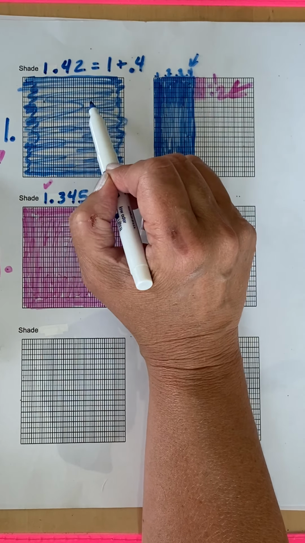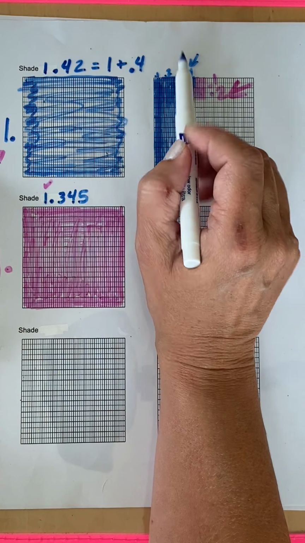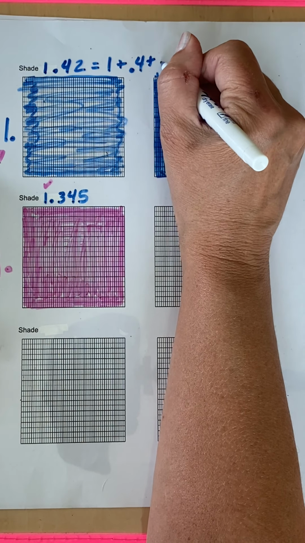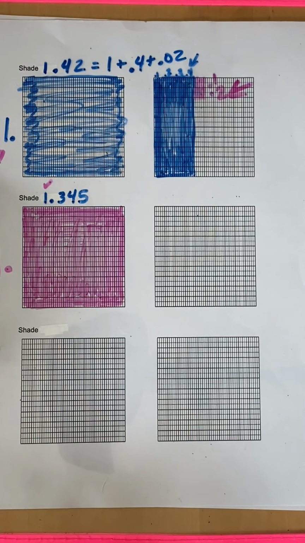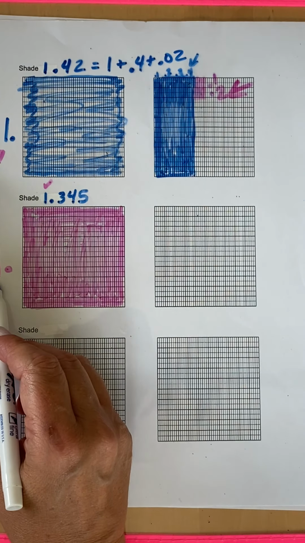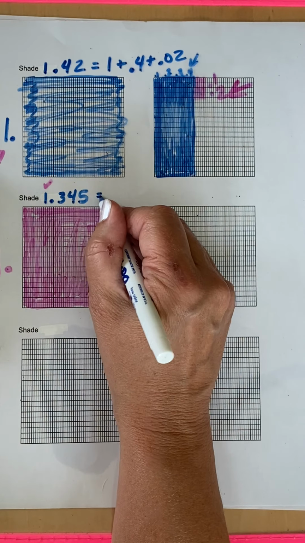I shaded my 1, plus I shaded the 4/10, plus then I finished up with my 2/100. So here we've shaded our 1. So we can even say that here.